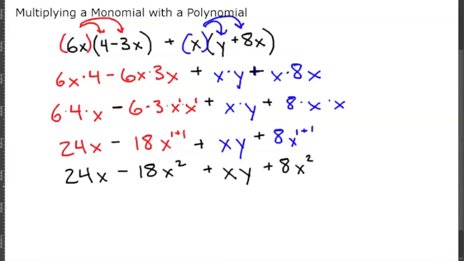But we're not done, because we have two terms where the coefficients are with an x squared, so those can be combined. So a negative 18x squared plus an 8x squared is going to leave us with a negative 10x squared. So our final answer is going to be 24x minus 10x squared plus xy.